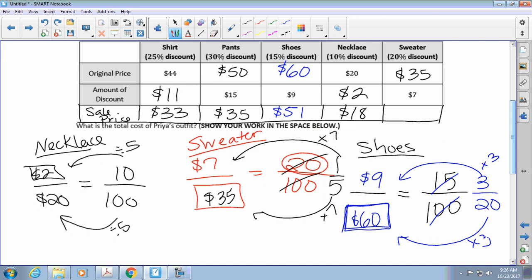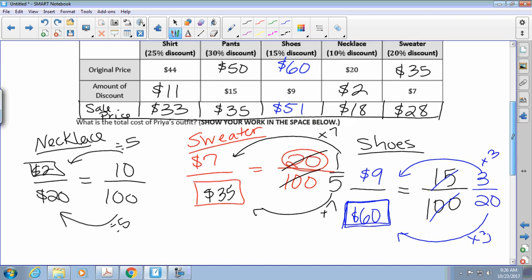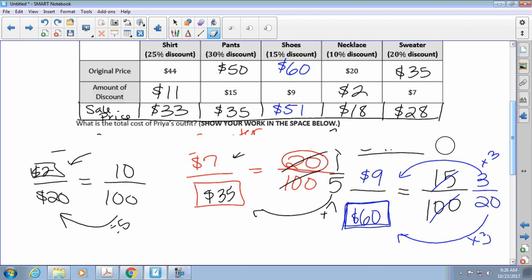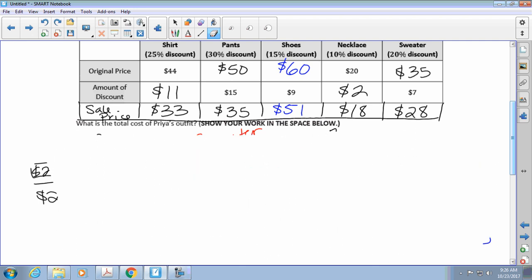$28. So the big question was, how much was this outfit? So what do we have to do to find her total outfit price? William? You have to add up all of the sale prices together. Very good. And you did that on your paper very nicely. All right, let's see. I'm, again, just making room so I can see. You guys should not have erased a thing.